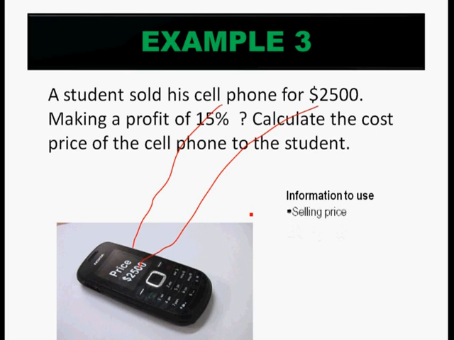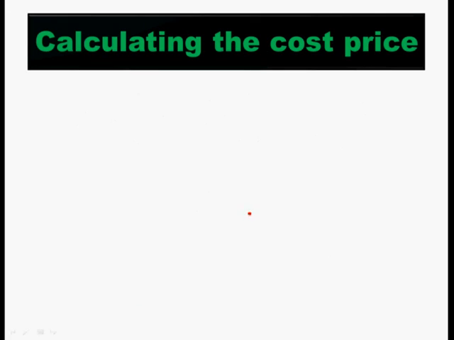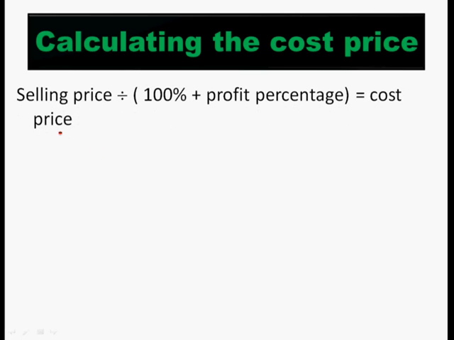2,500, the selling price. Yes. What else? Profit percentage. What are they asking you to find? Yes, the cost price. So, let's go to how we find the cost price. Calculating the cost price. How is it done? We're going to take the selling price.